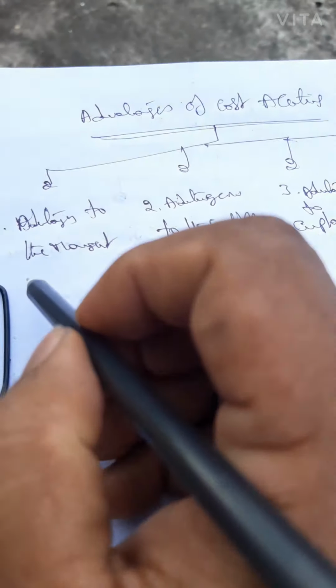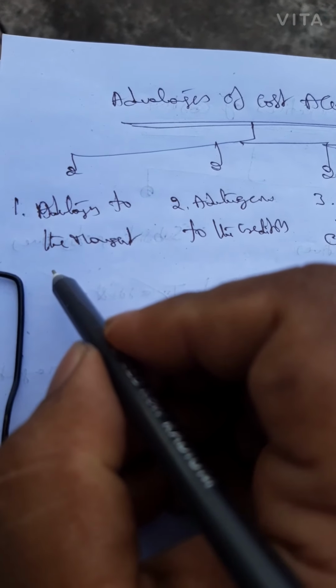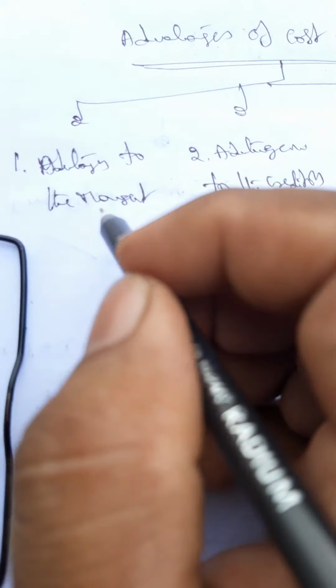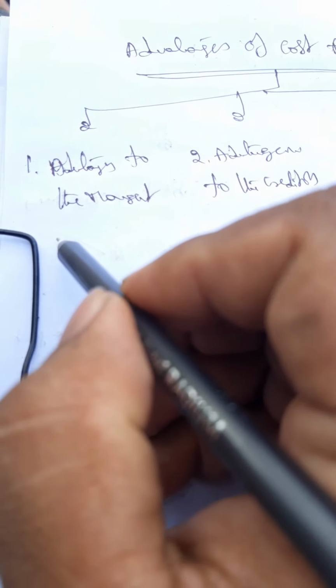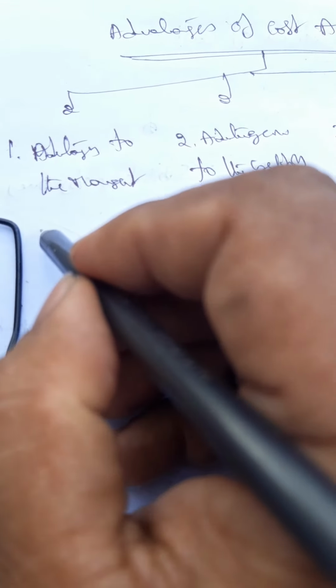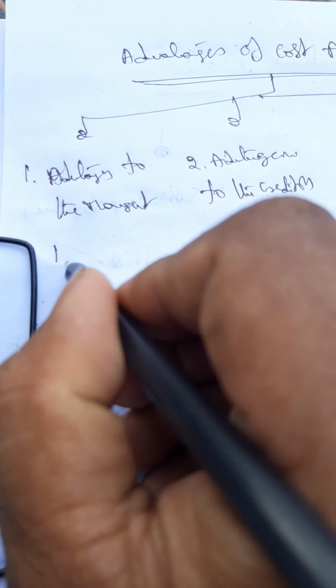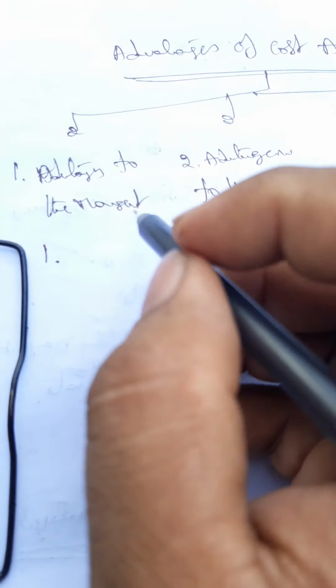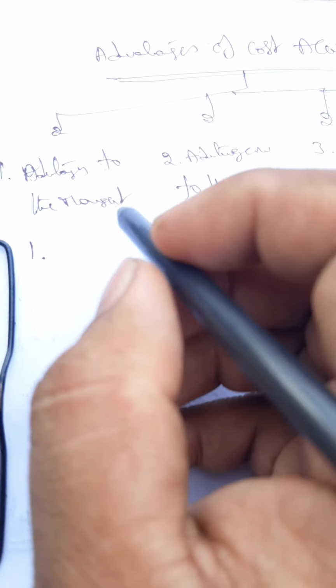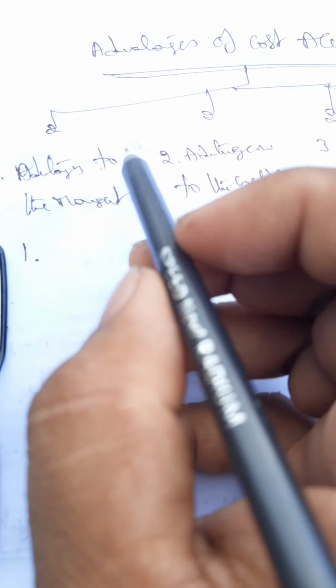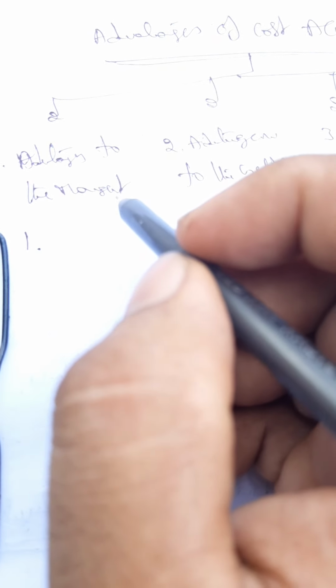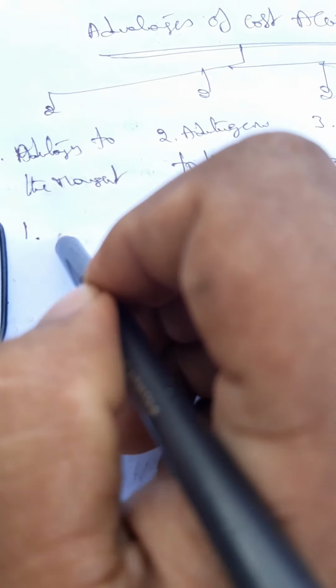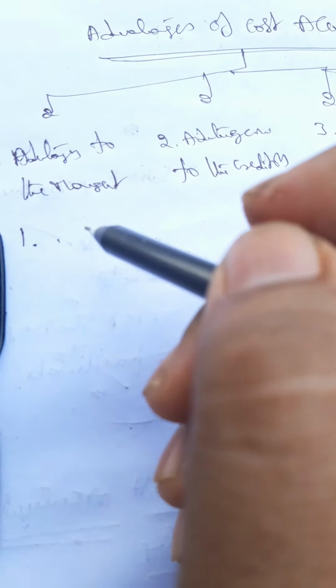First we are going to discuss how it is advantageous to the management. First, it enables the management to ascertain the true cost of each article, process, contract, or any other unit of production. Okay, it enables the management to ascertain the true cost of each article.